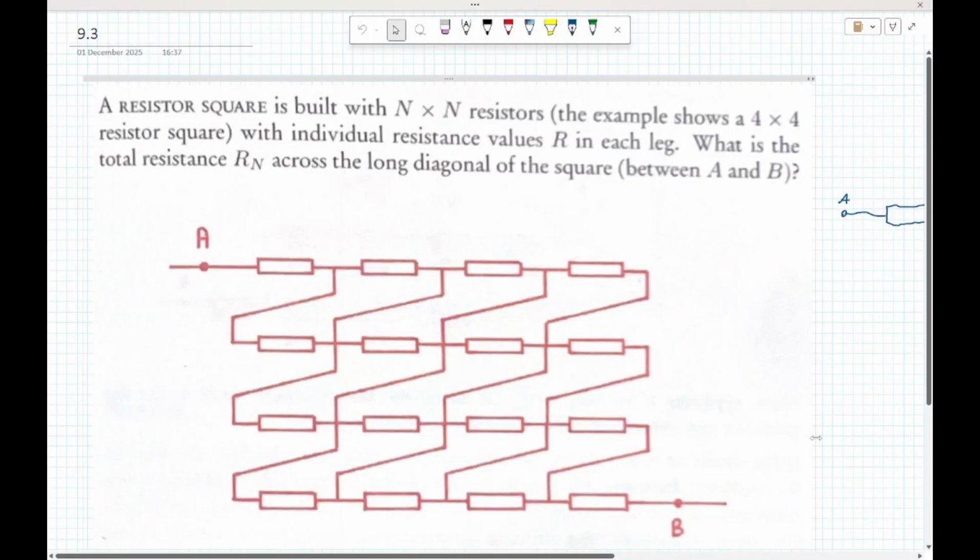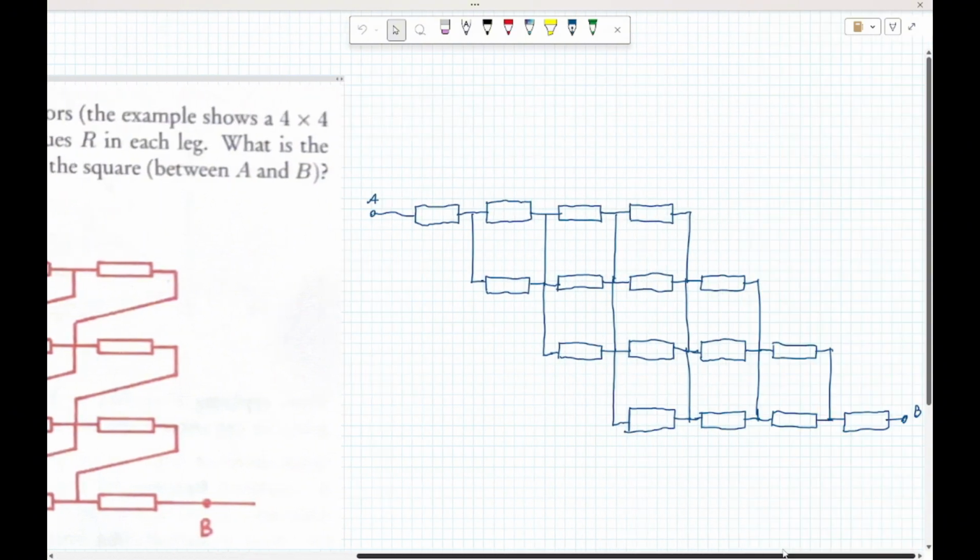This question is really similar to the one we've done before. I'm going to let you pause again and try to solve it yourself. Okay, back. So this entire system of resistors can be redrawn as this.